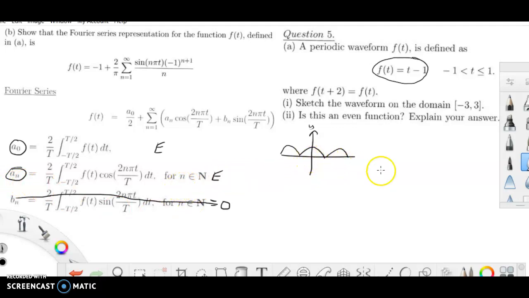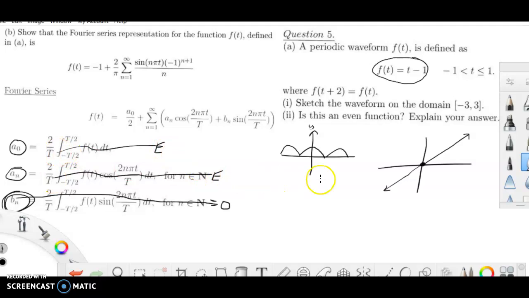If the function was odd, so the function would be symmetrical about the origin, that'd be a classic one there. That's x equals y. That function there would be odd because it's symmetrical through the origin. In that case, you'd only have to work out bn. You'd only be working out bn in that case, and then you'd be scrapping the other two. But again, say if you had an even function, you'd only be working out a0 and an.